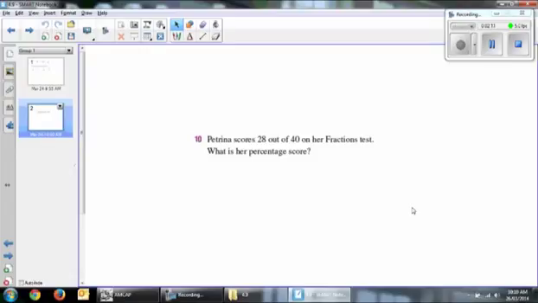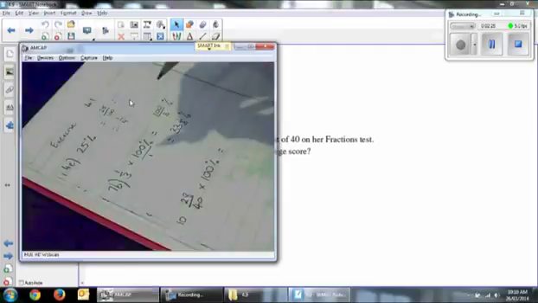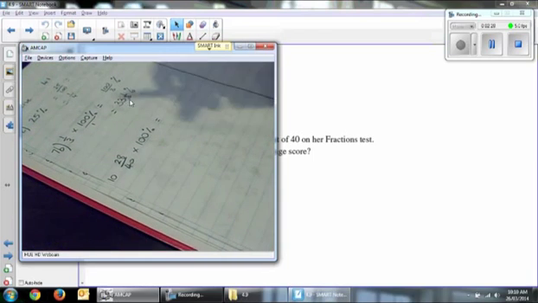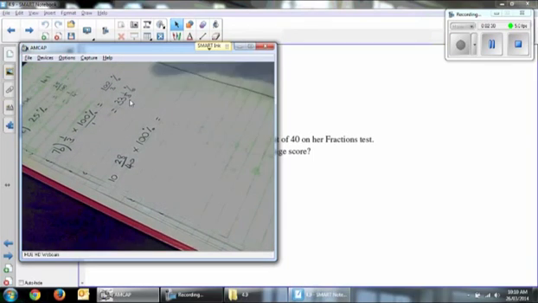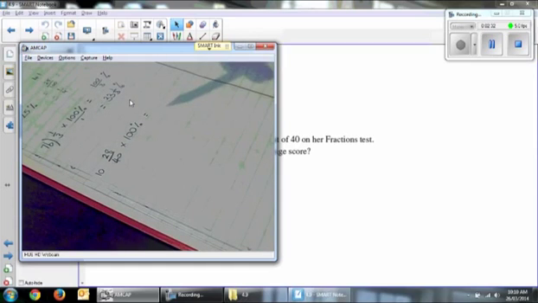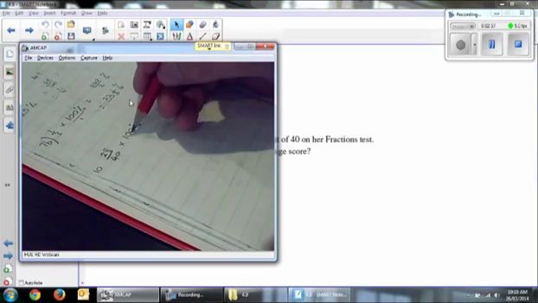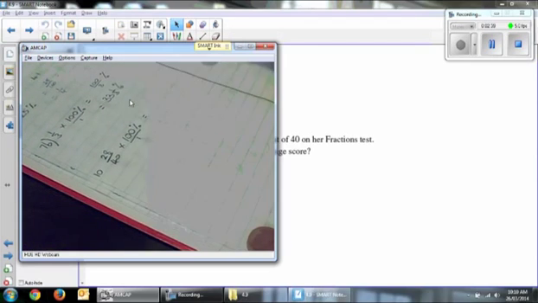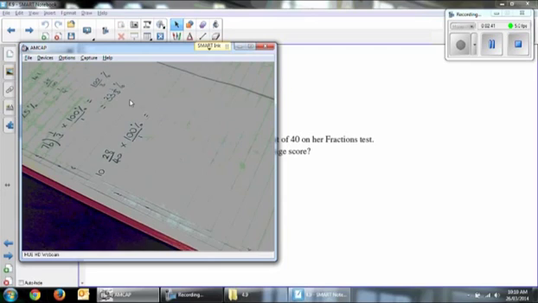Katrina scores 28 out of 40 on her fractions test. What is her percentage score? Now, this is something that's relevant to you because you sit plenty of tests and you get scores like this all the time. So 28 out of 40, here it is. Once again, we're going to multiply by 100%. In this instance, once again, we need to put the 100% over 1. Then we need to do some multiplying.